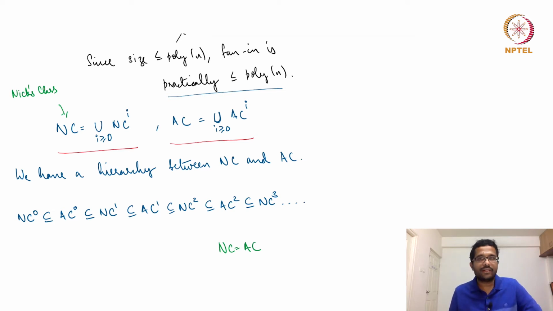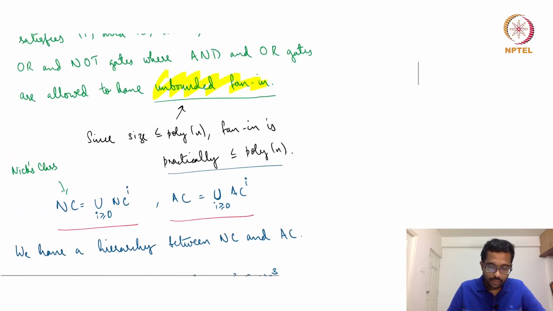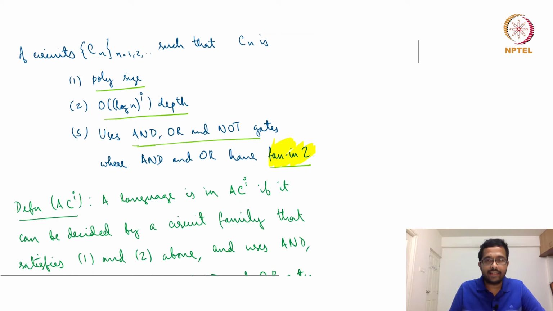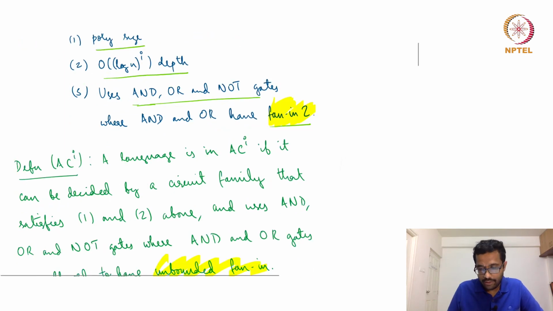Right? So AC0 is contained in AC1 and so on. However, how are these interrelated? The first thing that you may note is that NC and AC are exactly the same, except that AC allows unbounded fan-in. So this tells us that whatever can be done in NCi can certainly be done in ACi, because if you have unbounded fan-in, you are not bound to use it. You could just use them as fan-in 2 gates, right?